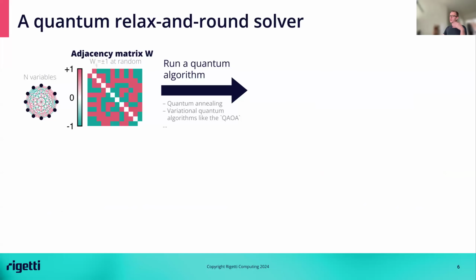So after this overview of classical and quantum algorithms, we have everything we need to get to the core of this presentation, which is a quantum relax and round solver. So here's what we propose. First, run a typical quantum heuristic algorithm for solving the input quadratic unconstrained binary optimization problem of interest. And this means running, as usual, quantum annealing or the QAOA.